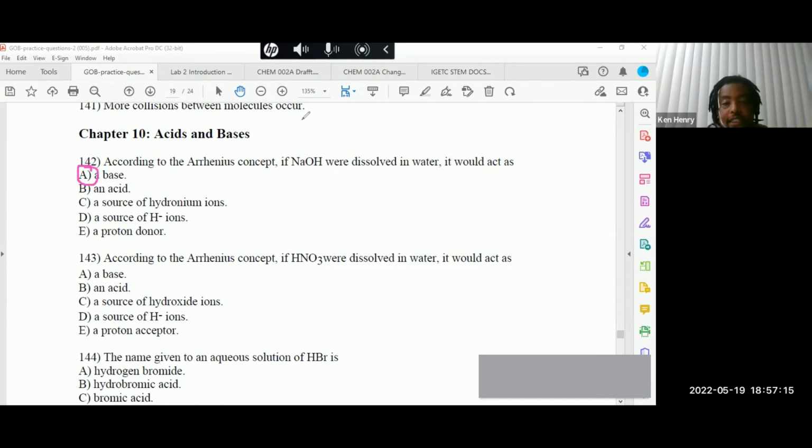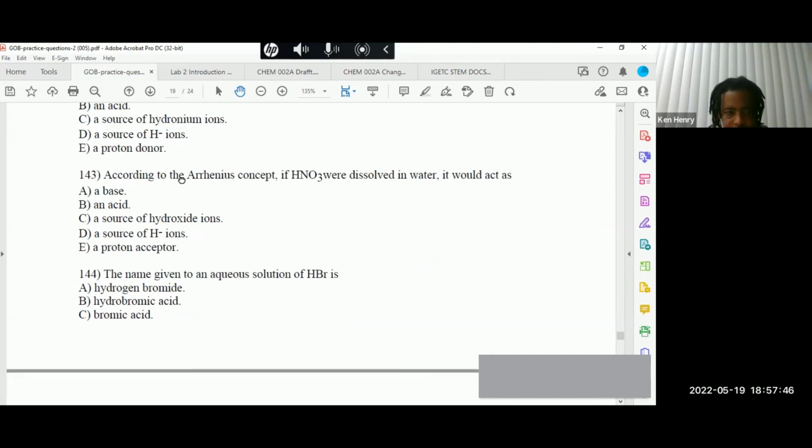According to the Arrhenius concept, if HNO3 were dissolved in water, it would act as A, a base, B, an acid, C, a source of the hydroxide ion, D, a source of the H- ion, E, a proton acceptor. An acid. Okay. An acid. That's correct.